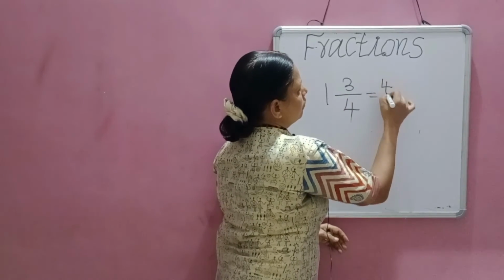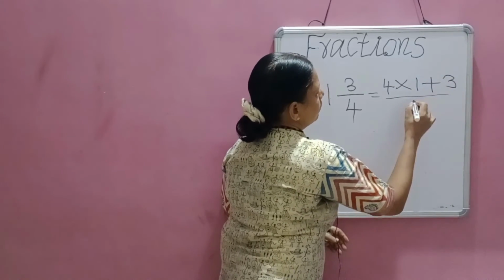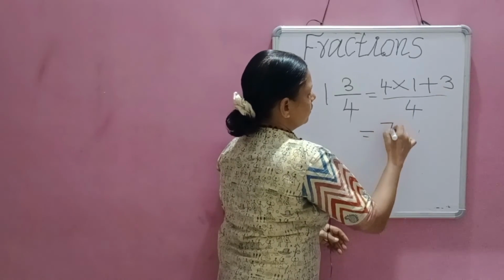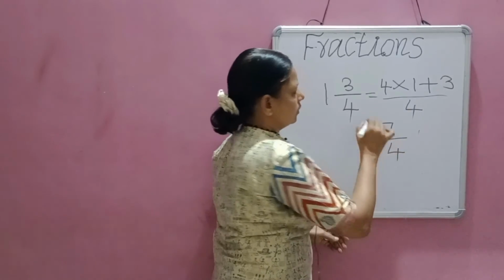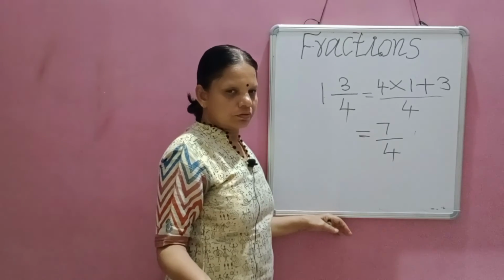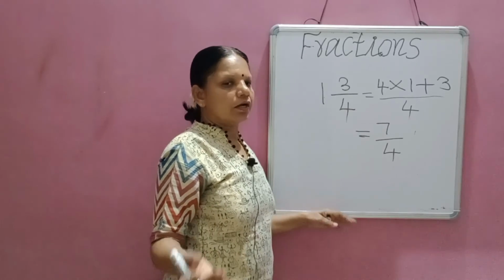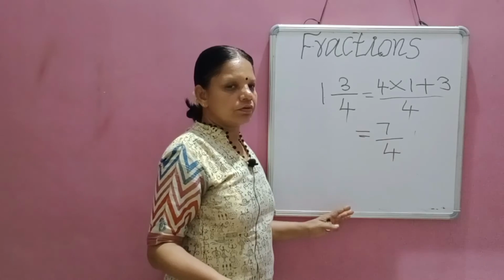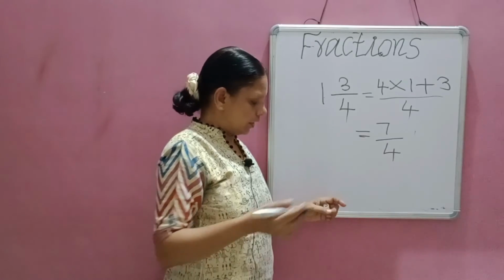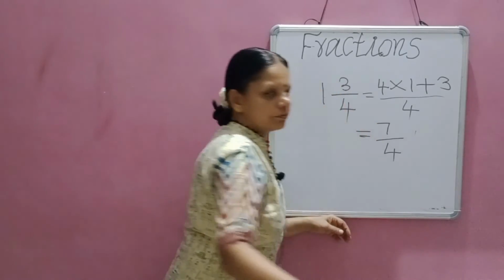That is what you have to do. 4 into 1 plus 3 upon 4. 4 ones are 4. 4 plus 3, 7. This way you can convert mixed fraction into improper fraction. So understood? Proper fraction, improper fraction and mixed fraction. And the value of the fraction is in between any two consecutive integers. And we will study more about fraction in the upcoming classes.